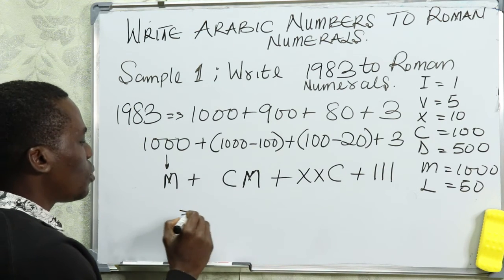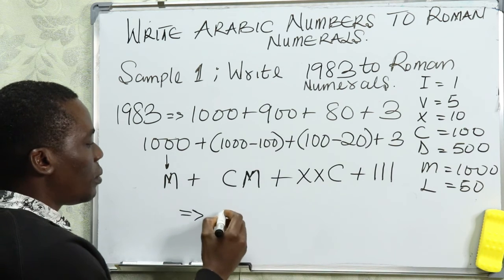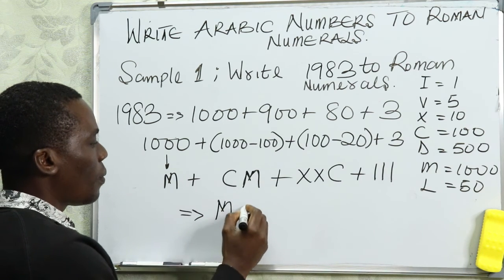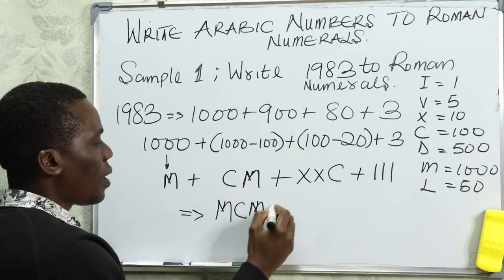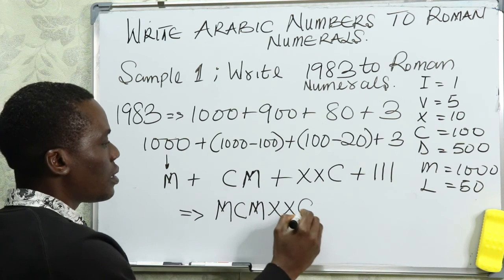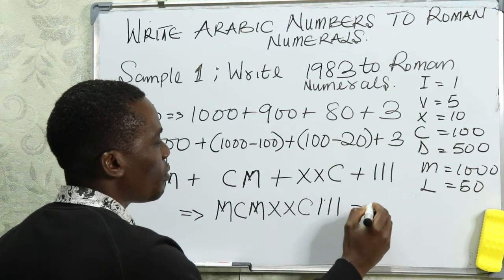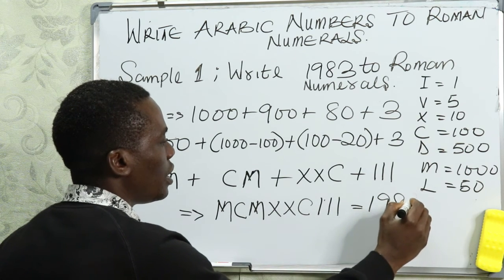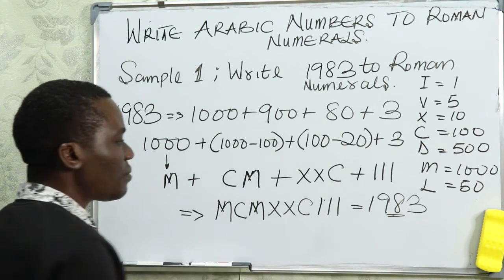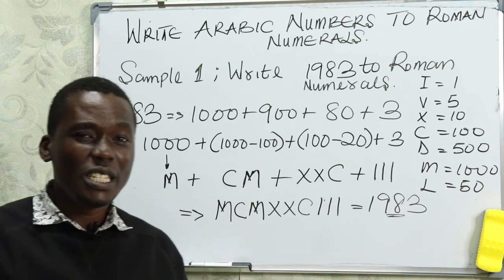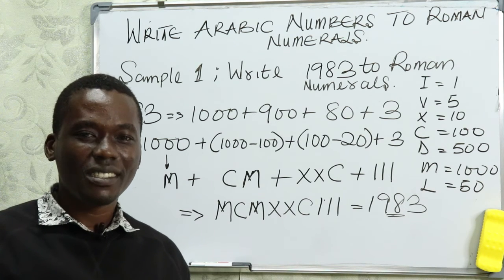Now the next step is to combine the Roman numeral, and that will give us M, CM, XC, III, and this will be for 1983. So you see, it's very, very simple.